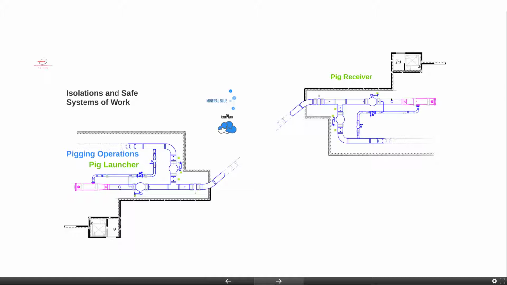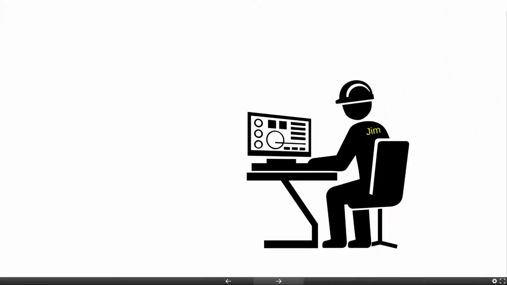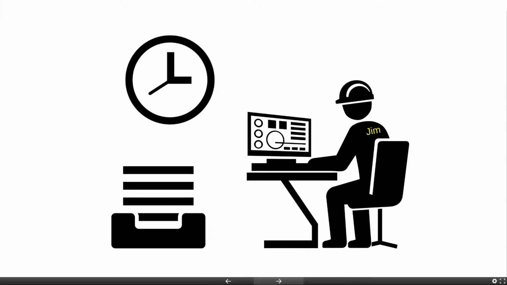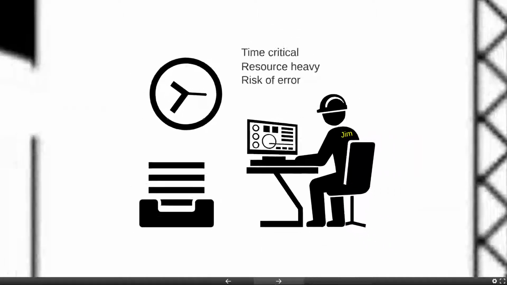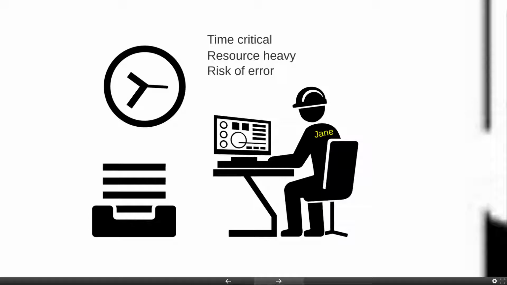So, in most situations we need to find one of those rare beasts called the authorising engineer. This is Jim. Jim sits in a darkened room in between his site visits, going through stacks and stacks of paper and drawings and operational manuals, and his sole purpose in life is to create the perfect isolation plan, usually under very tight time constraints. It often takes a great deal of time and resource, and he can't afford to make any mistakes. And if that wasn't enough, Jane is doing the exact same process over at the pig receiver.